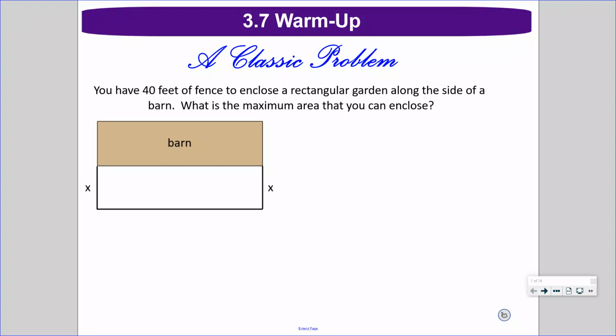All right, we're starting lesson 3.5 with a classic problem. It stopped. The boat sank.